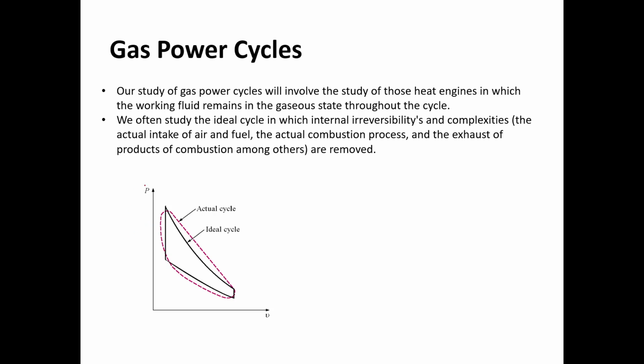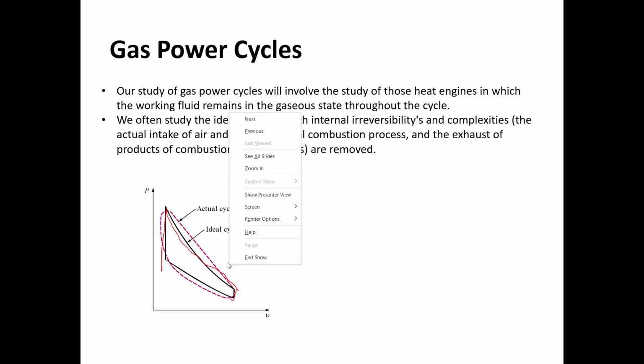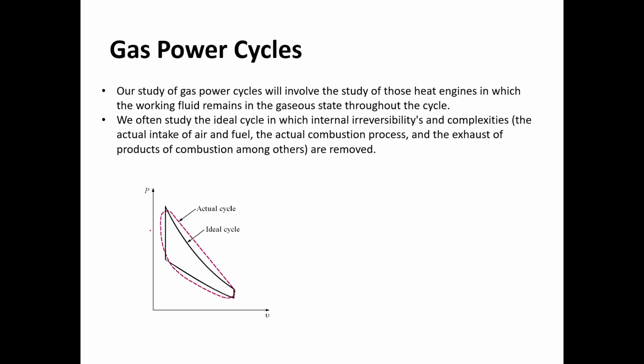So if you look at a PV diagram, what the ideal cycle looks like is this, right? So this is what you see in the idealized cycle. But actually it is not like that. So this is the actual cycle, right?